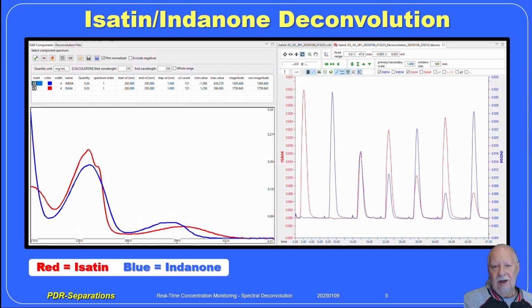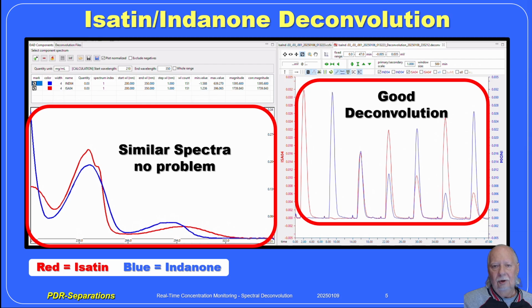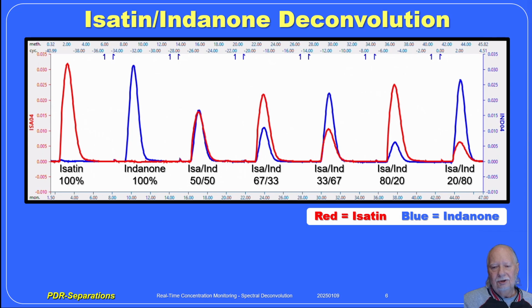Here is an isatin indinone deconvolution example. Notice they have similar spectra, but that's not a problem. We still give quality deconvolution. Here is detail about that example.